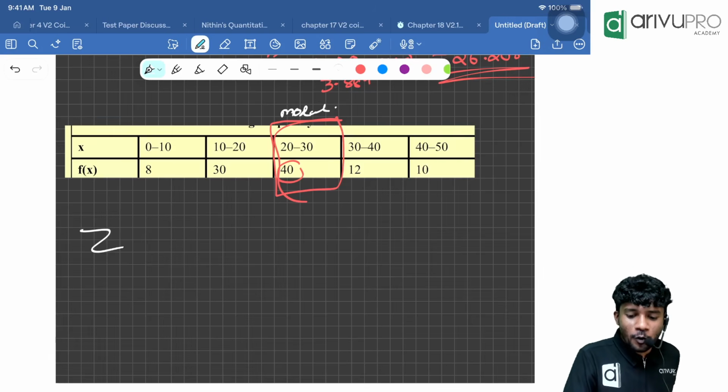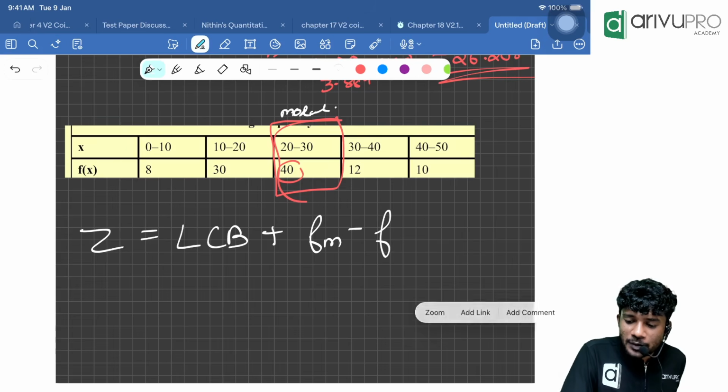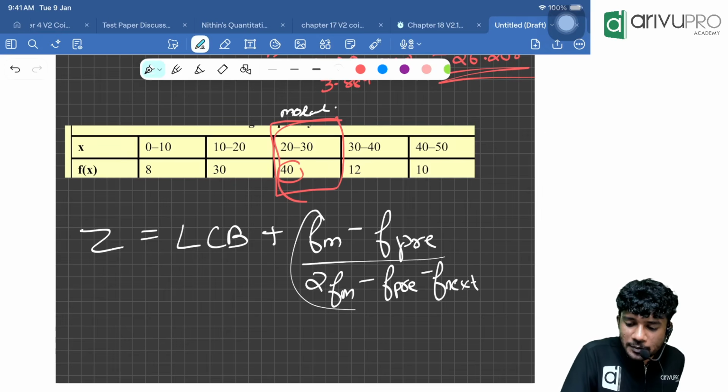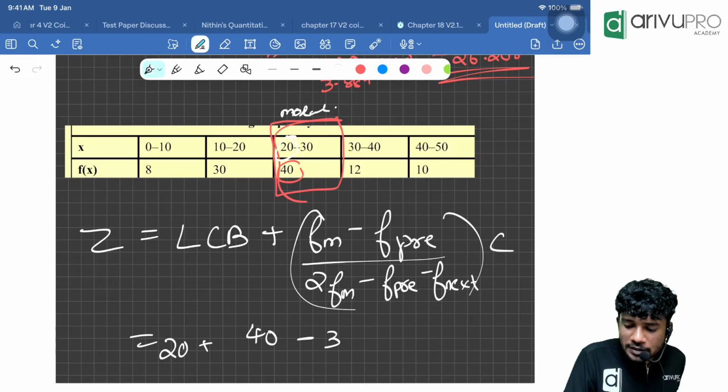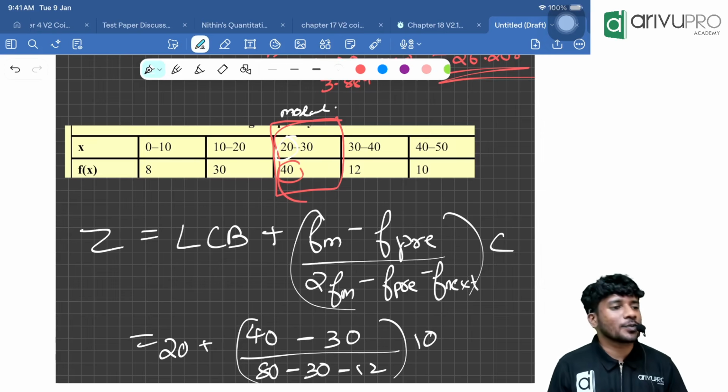What was the formula for mode, people? Lower class boundary plus frequency of the modal class minus frequency of the previous class divided by 2 into frequency of modal minus frequency of previous minus frequency of next. The entire thing multiplied with what? C. What is the lower class boundary? 20 plus frequency of the modal is 40 minus 30 divided by 2 into 40 is 80 minus 30 minus 12 into what? 10. How did you get 10? Because 30 minus 20 is 10.